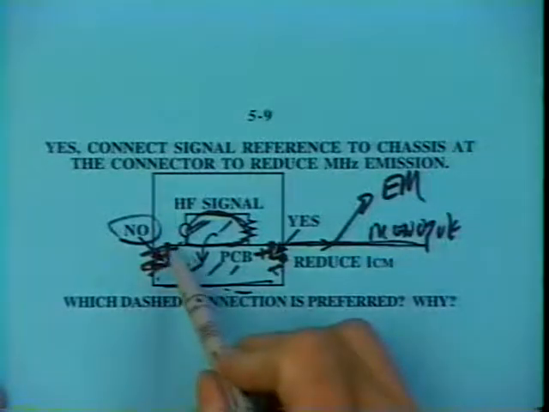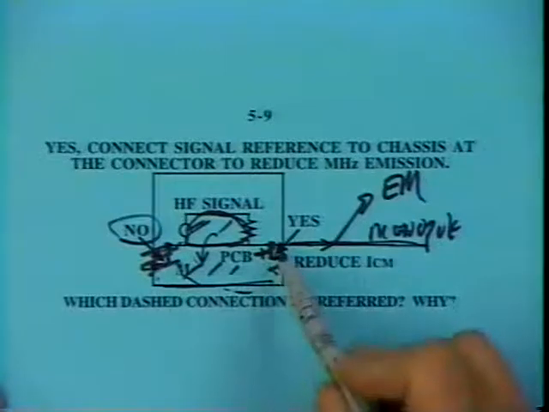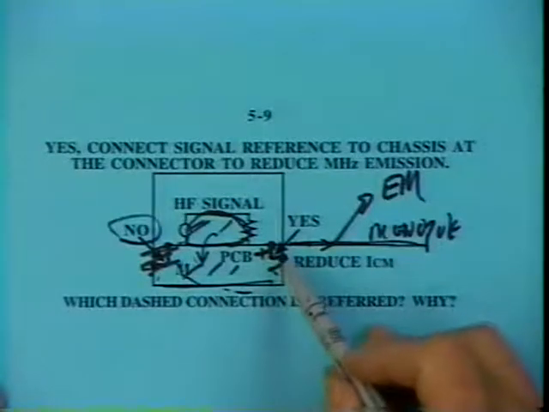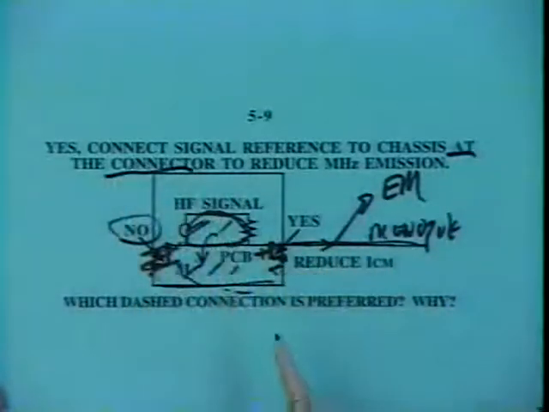If we had a connection internally, that might be allowable as well. But the preferred approach would be to have a very good low impedance, high frequency connection between the circuit board and the box, again, at the connector area, but not at a point internally.